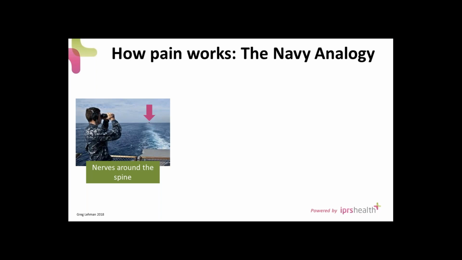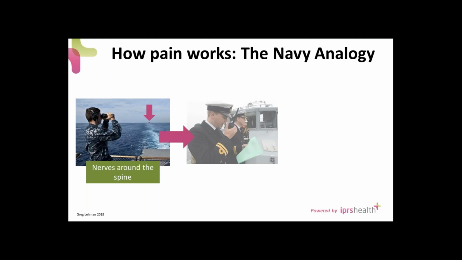So the lookout has seen something in the distance that's potentially dangerous, and that's the same as the nerves. They detect things that are potentially dangerous. Now, they don't immediately react and give you pain straight away, just as that lookout doesn't immediately react and start reacting to that thing in the distance. What he does is he passes on the message.